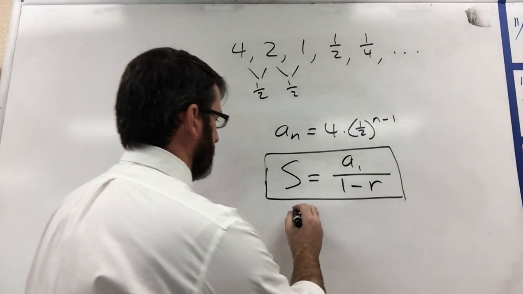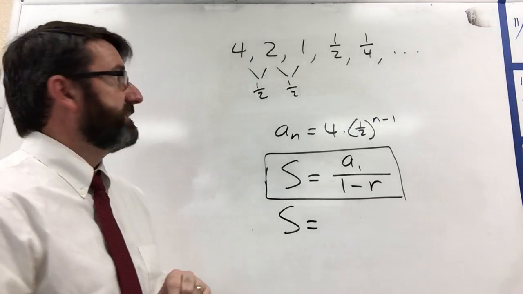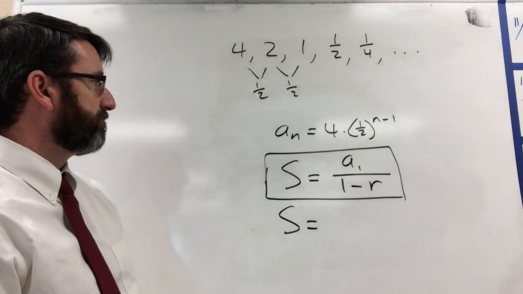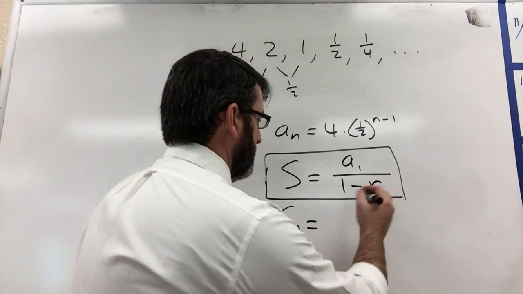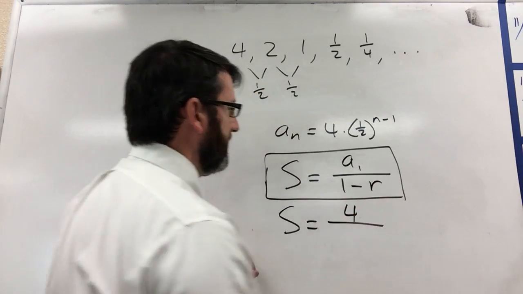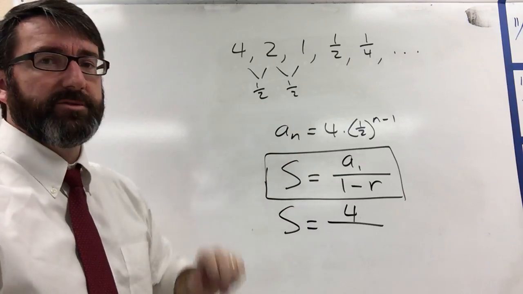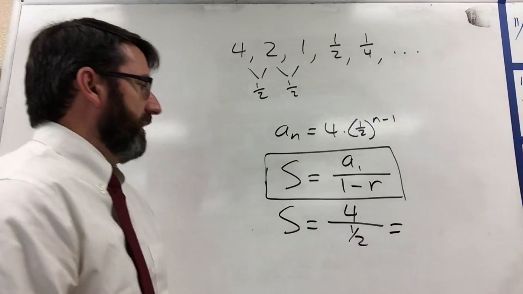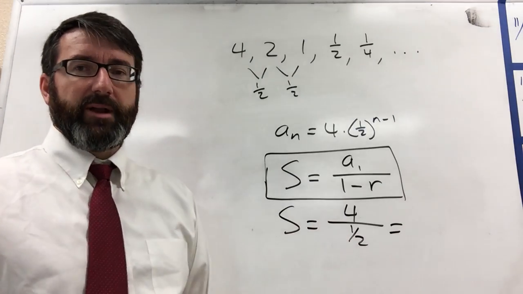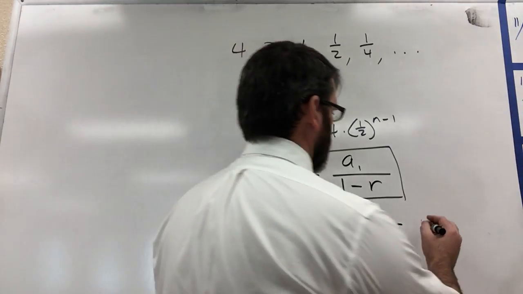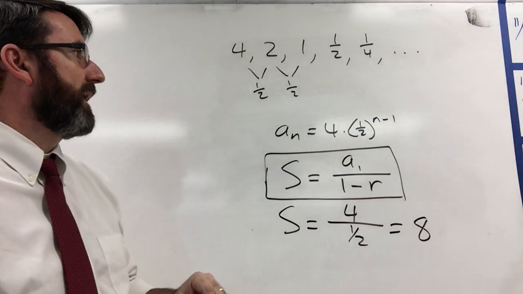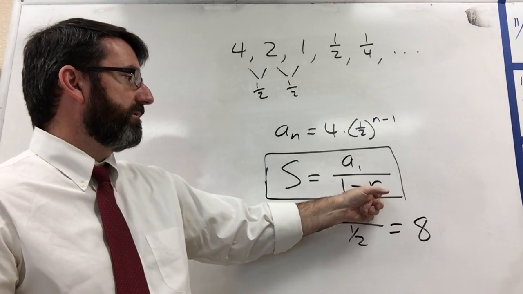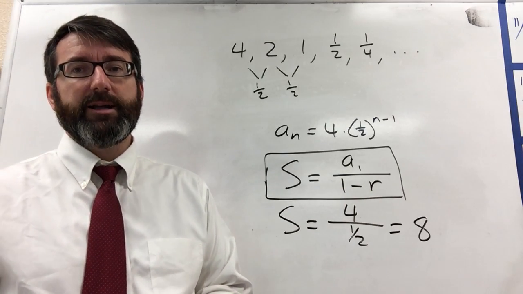If we did it for this sequence here, if we added up all of the terms of the sequence, we're going to get the first term, which is 4, divided by 1 minus, we said our r was 1/2. 1 minus 1/2 is 1/2. And 4 divided by 1/2 is the same as 4 times 2, which is 8. And that's how you add up an infinite series, so long as our common ratio, the r, is less than 1.